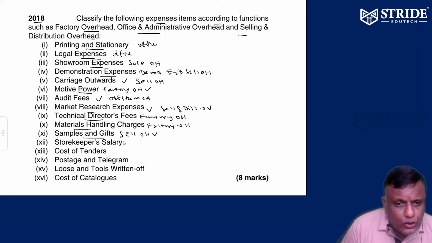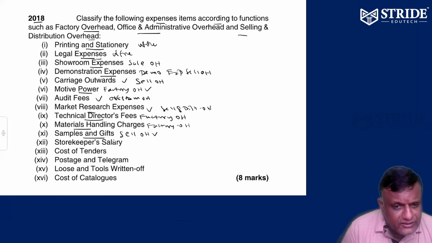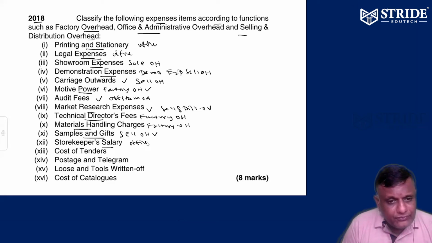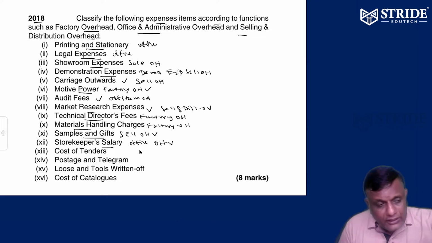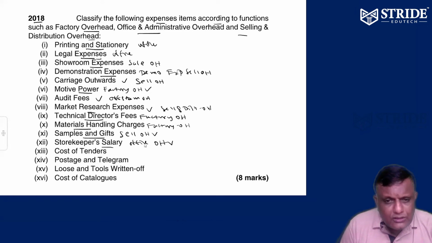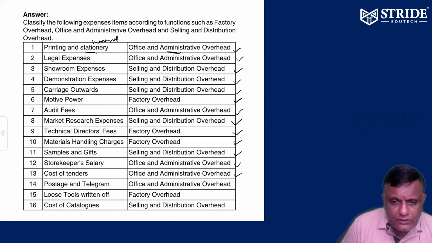Next one, storekeeper salary. Where will a storekeeper generally be placed? Generally, storekeeper means office administration. Sometimes the storekeeper will be in the factory also. Nothing is given, so for storekeeper salary we can take office and administration. Factory also has a storekeeper, sales department also has a storekeeper, but generally office. You cannot specifically say stores are only for office. But we may not know, so generally you can charge it to office administration overheads. Right.